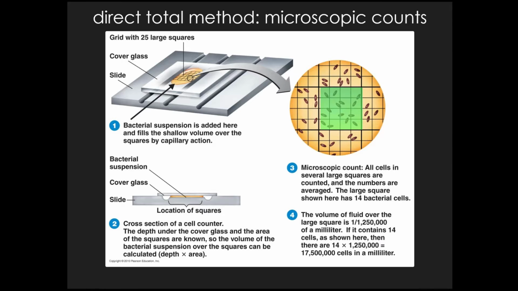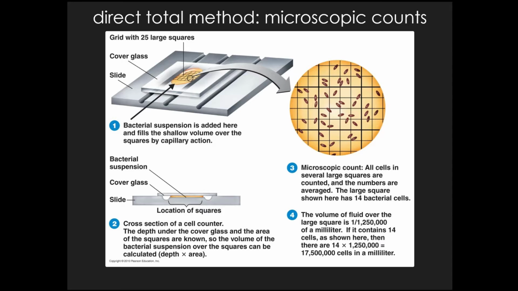So in this example, you have 14 bacterial cells in that larger square, and you will apply to that the formula that this square is 1,250,000th of a milliliter, which means that you have to take your number and multiply it by 1,250,000. And so at this point in time, you have 17,500,000 cells in a milliliter, which you could apply scientific notation to. And that would give you 1.75 times 10 to the 7.